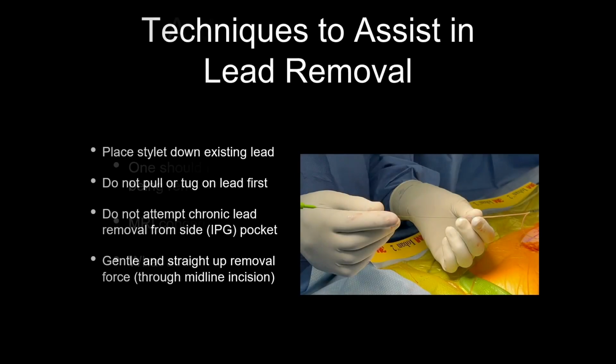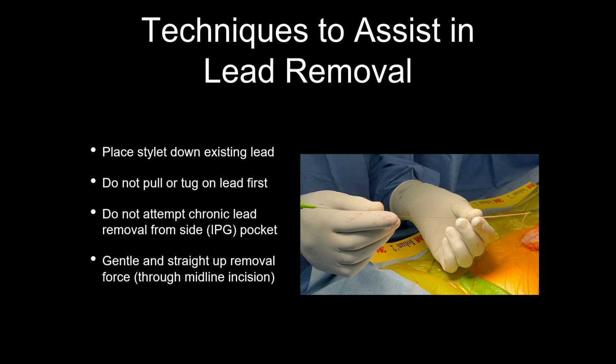One of the things we've done, especially in revisions, is use the straight stylet that's there. It's got a little green top to it. We'll often put that straight stylet down the lead itself, and what it does is stiffen up the whole lead, so the likelihood of us being able to take it out intact is almost 100%. So that's worked for me in my practice.